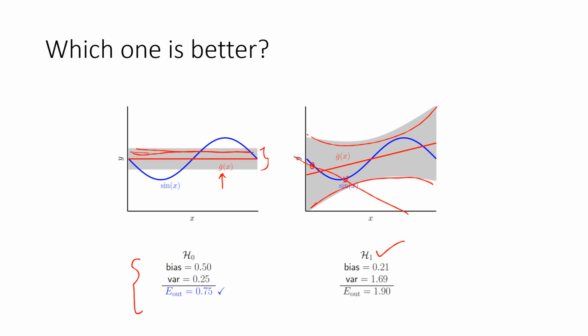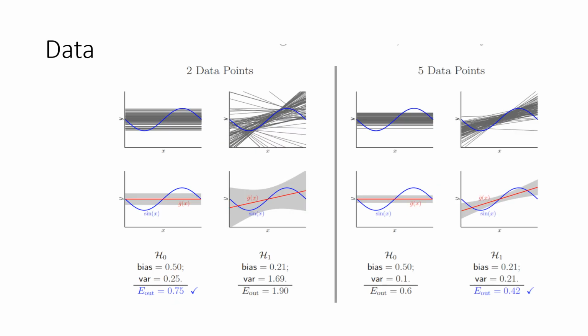And if you remember, the expected out of sample error is the sum of the bias and the variance, and that's what we are using to calculate it. So E out is 0.75 in the case of H0, and it's 1.90, which is huge, in this case. So the winner in this situation is, of course, H0. But we cannot say that for every possible scenario. So let's look at another scenario.